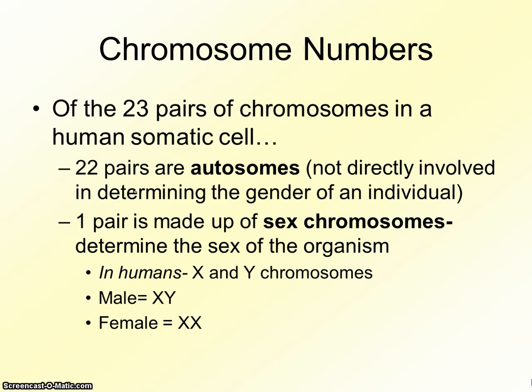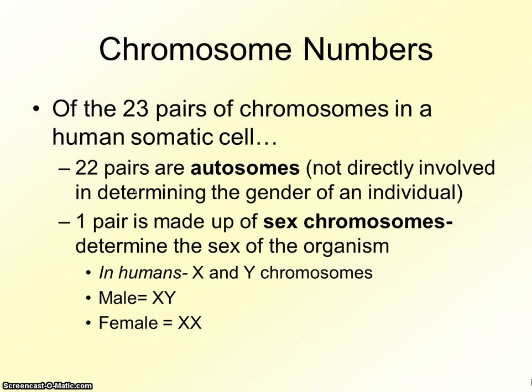If you're looking at all 23 pairs of chromosomes in a somatic cell, 22 of those pairs are called autosomes, which means that they determine every type of characteristic except gender. So once again, looking at these 23 pairs of chromosomes within one of our somatic cells, 22 pairs are called autosomes, which are the chromosomes that make up every characteristic of us except our gender.